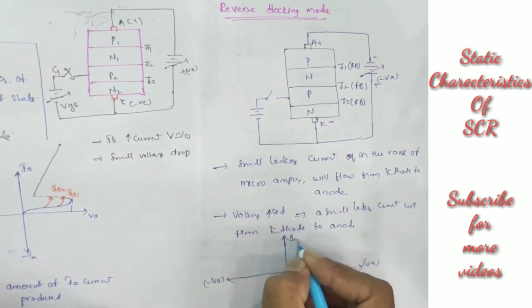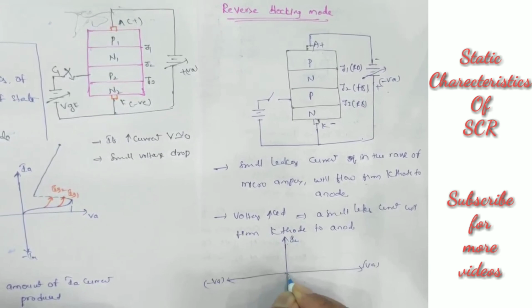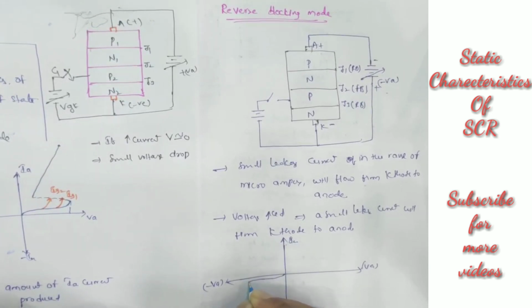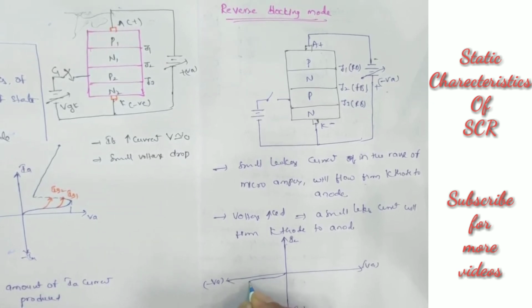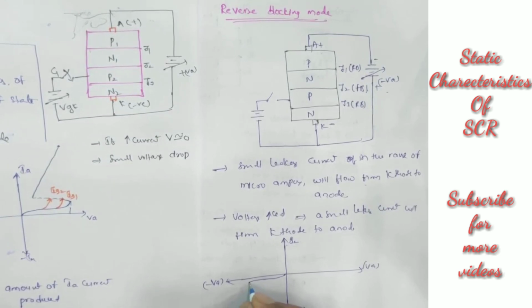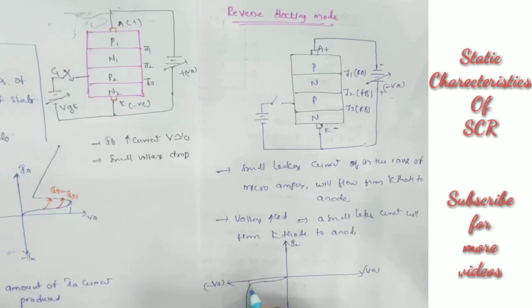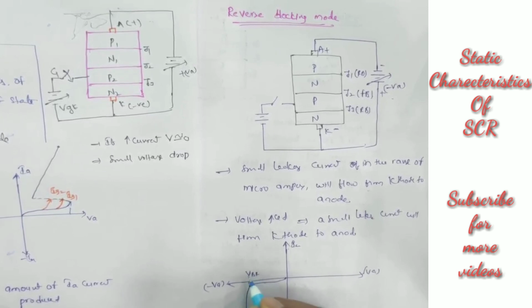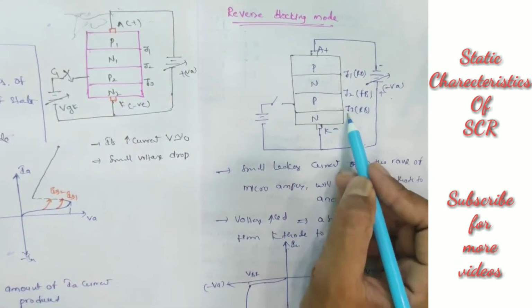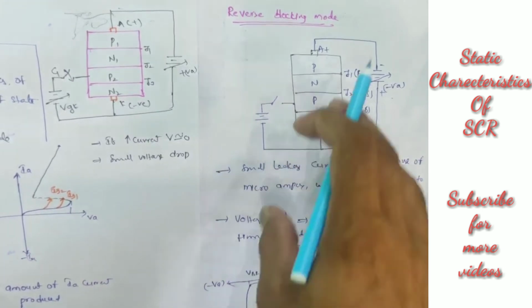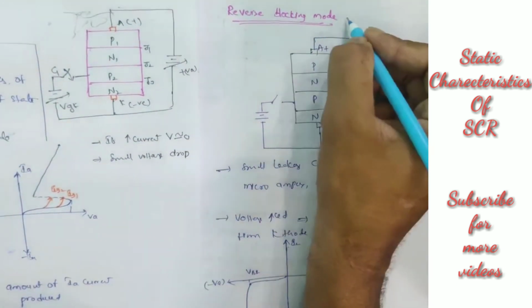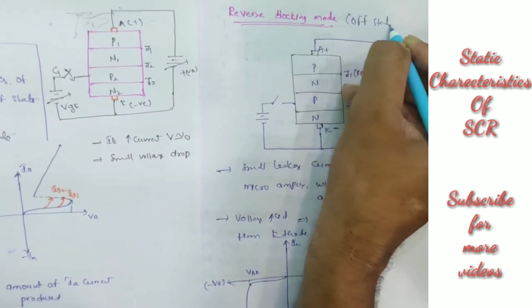As we increase the VA value, a small leakage current will be produced. At a certain point, we will get the reverse breakdown. In this case, the IA current will increase like this. This is VBR. Here the avalanche breakdown will occur across the J1 and J3 junctions. In this case, the SCR is treated as an open switch, that means off state.